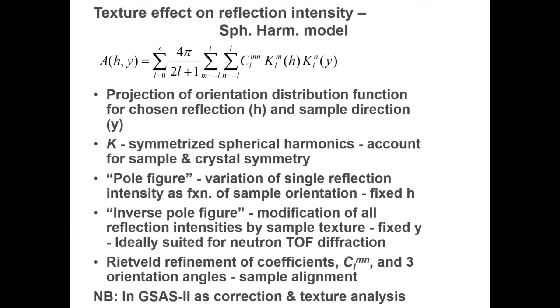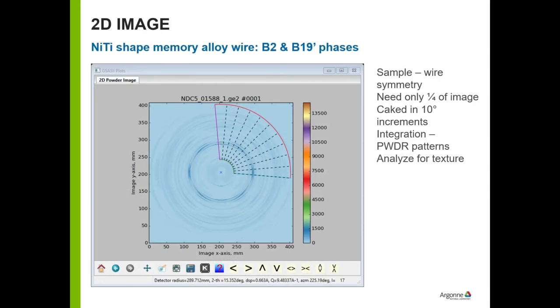So in a Rietveld refinement, you have the C's and three orientation angles, which allows you to find where the sample is relative to the goniometer dimensions. And in GSAS II, this is used as both a correction for preferred orientation, which is the nuisance part of texture, or for texture analysis, which is the interesting part of texture. Okay, so here's an example.